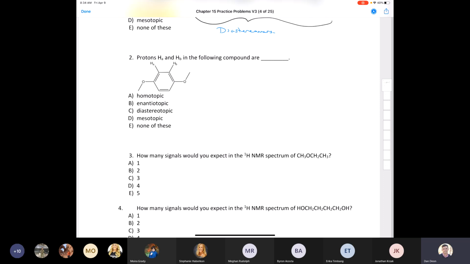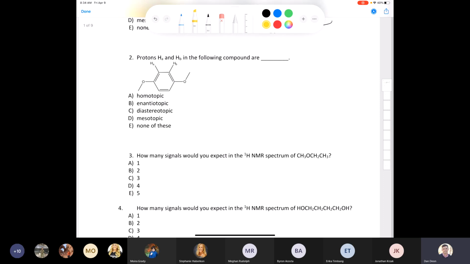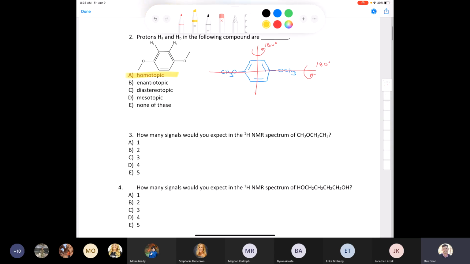So yeah, there's two axes of rotational symmetry. If it helps, something that you may want to do is just try redrawing the molecule. If we redraw the molecule like this, you see you have OCH3 like this, and you have OCH3 like that. Maybe that helps. But yes, there is an axis of rotational symmetry here, and there's another axis of rotational symmetry here. And so those two protons are homotopic. They are chemically equivalent. Okay, let's move on from there.